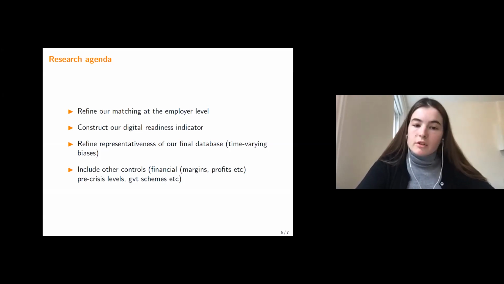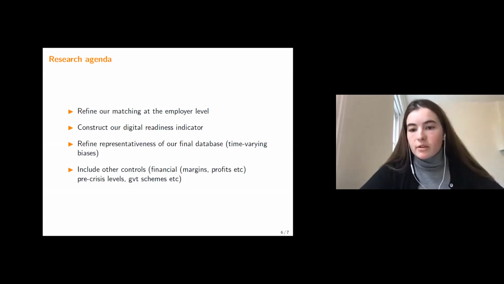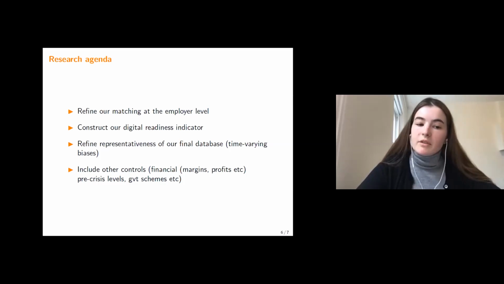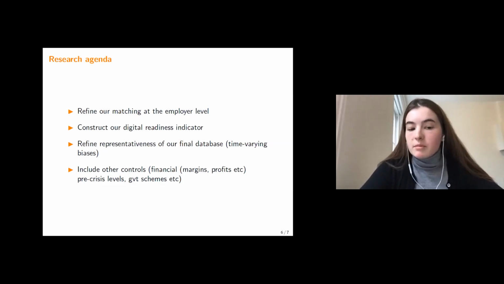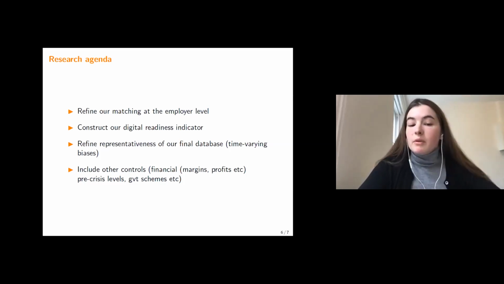We want to construct our digital readiness indicators. We have quite a lot of ideas how we're going to do that, but we need to finalize and construct it. Then we want to refine the representativeness of our final database. We know that the OECD is working hard on that, but we will have to adjust a bit because the final database will be slightly different to the entire Burning Glass database. Then we will think of including other controls, for example, the government schemes, because as I said, the government schemes pushed more for some sectors to close and some not, and also the furlough scheme. So we want to consider this.